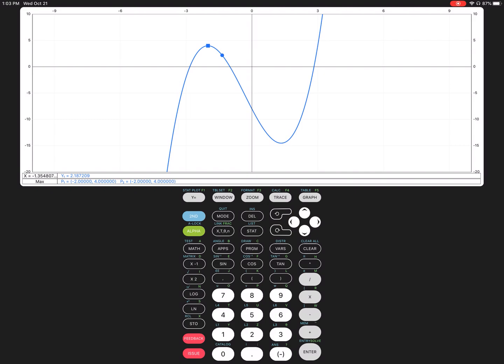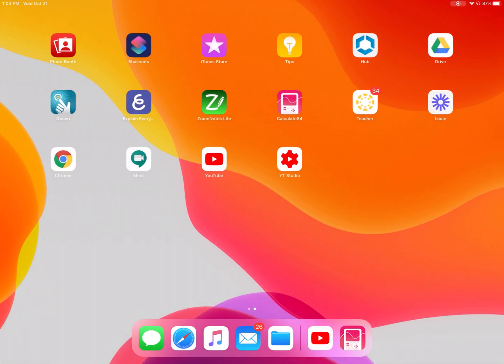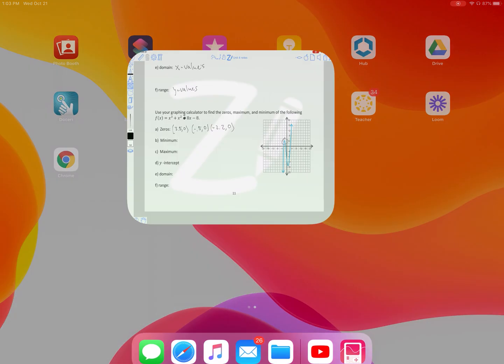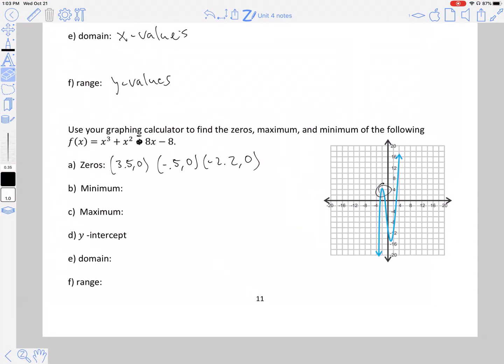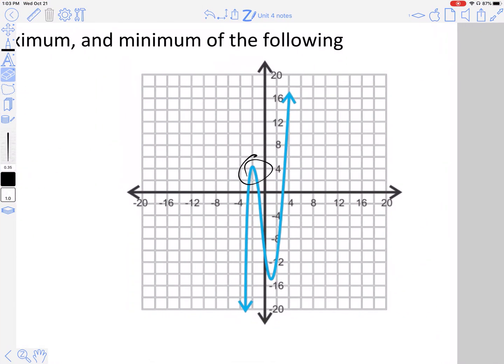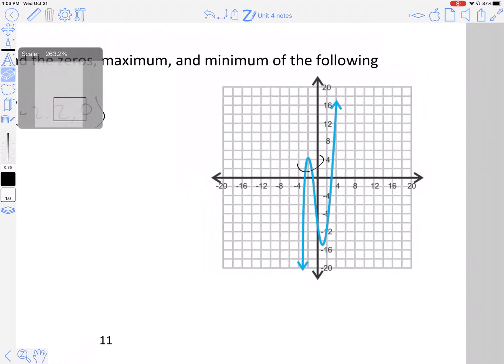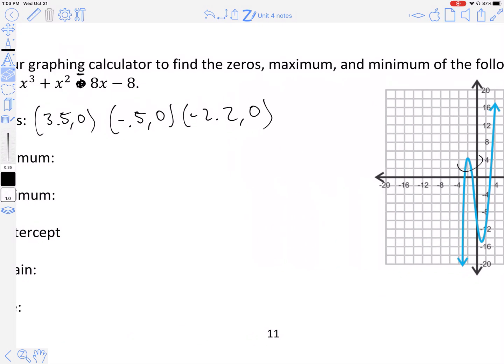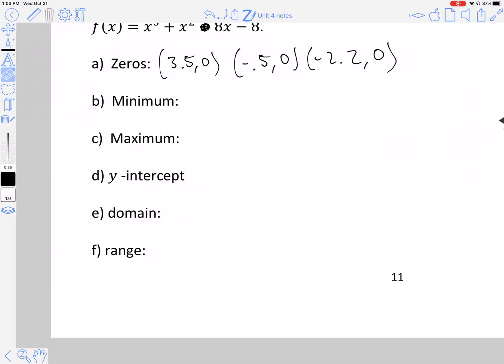Okay, so negative 1.35, and then it looks like the y value is 4, right? Okay, so I'm going to write that down. I already forgot what they were. I'm sorry. But negative, what did we say? 1.5 and 4, and I can't remember exactly what that one was. But hopefully those are still on your calculator.